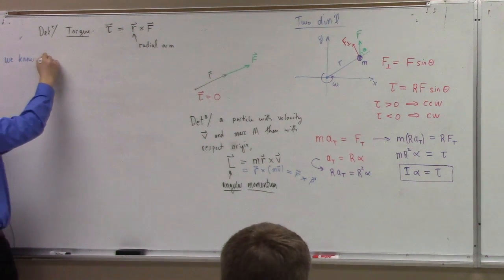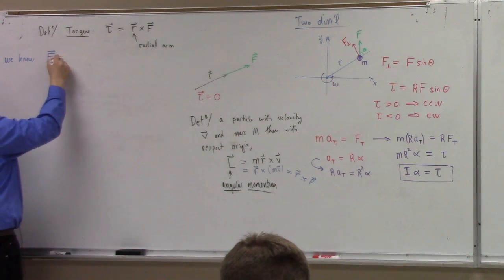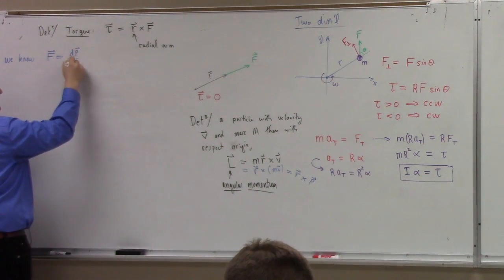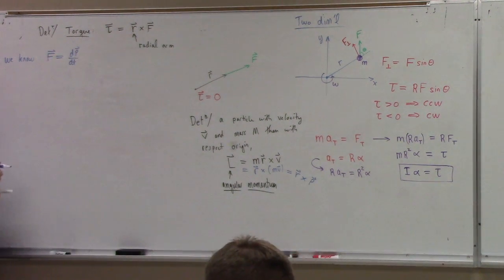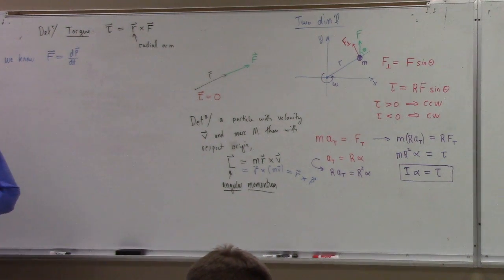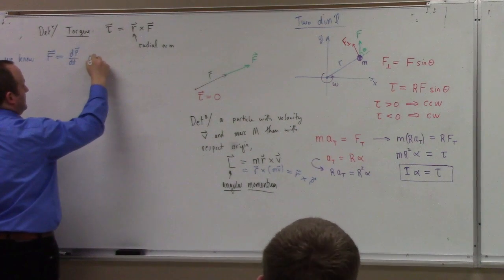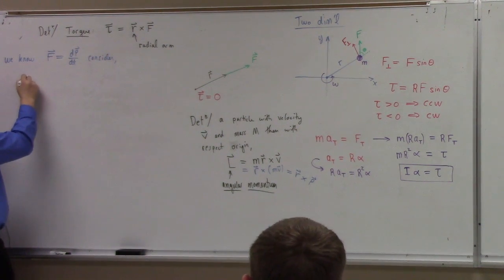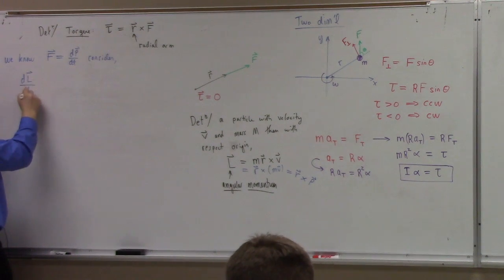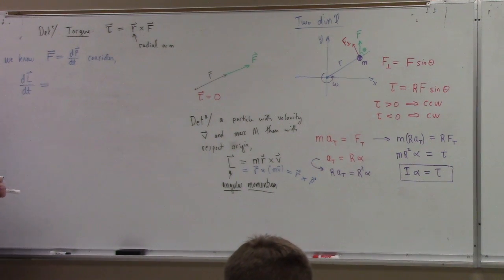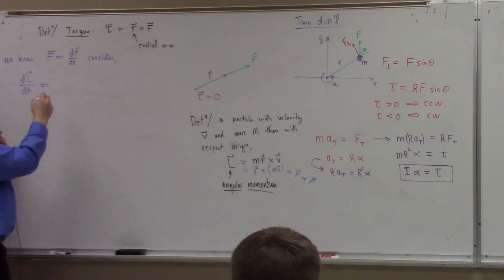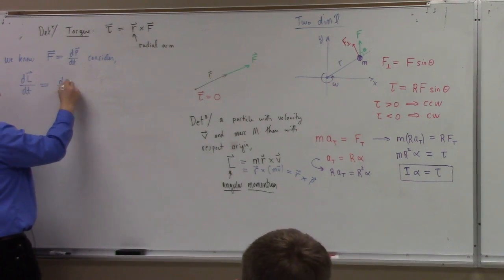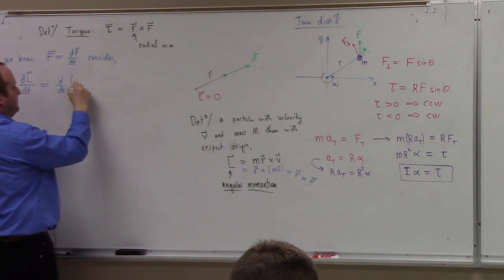Now we know that for the linear case, F is equal to dp/dt, right? What's the analog of this in the rotational world? So what we should think about is, what if we differentiate the angular momentum? What's dL/dt equal to? So this would be d/dt of what? L is r cross p, right?